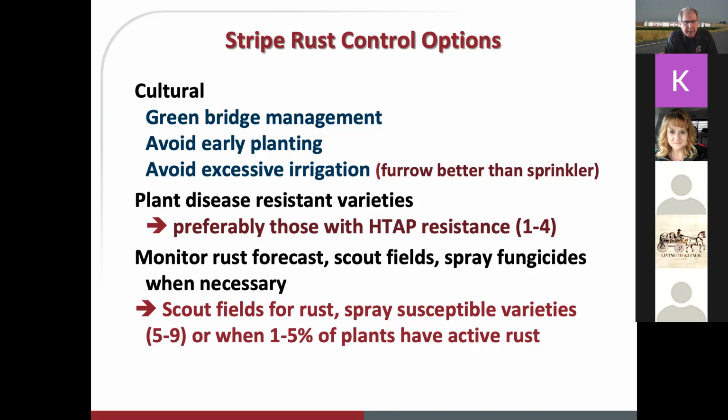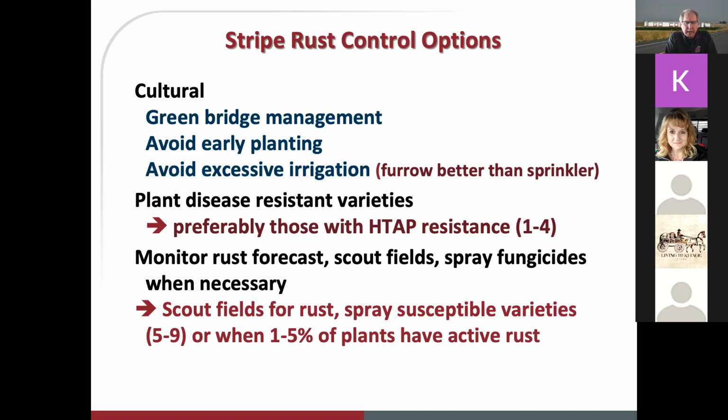The resistance ratings of varieties, if you look at something like the Seed Buyer's Guide, or if you look at the Small Grains website variety selection tool, it rates varieties on a 1 to 9 scale, where 1 is the most resistant, 9 is the most susceptible. And our recommendation is to choose a variety that's rated 1 to 4. That would be resistant or moderately resistant. Those varieties in most years are not going to need a fungicide application later on.